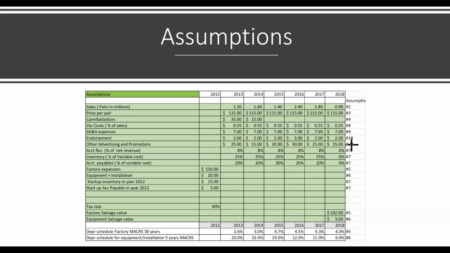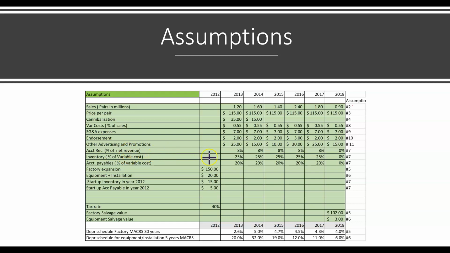They also know that in order to produce, there will be need for some working capital. Working capital has basically three components. One is going to be accounts receivable. They're estimating, based on their experience and prior product line, that the accounts receivable will be 8% of the net sales. So net sales will be sales minus the cannibalization effect.